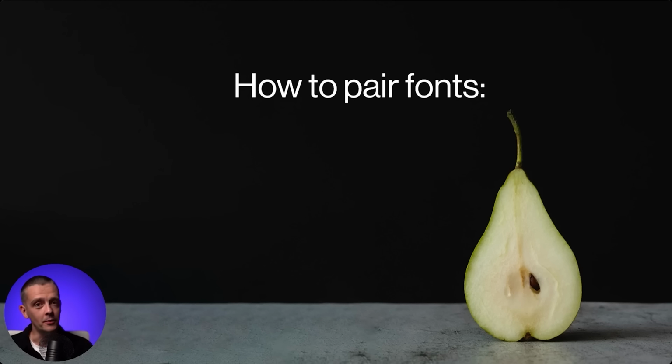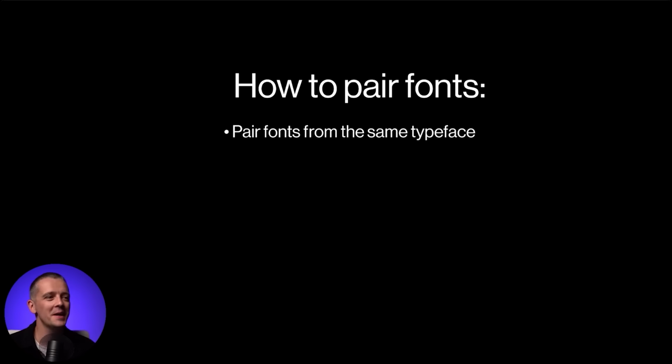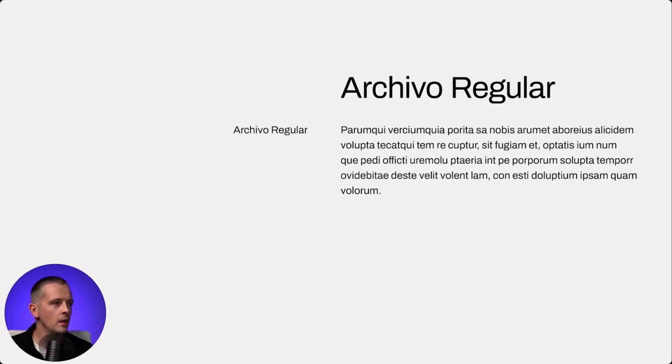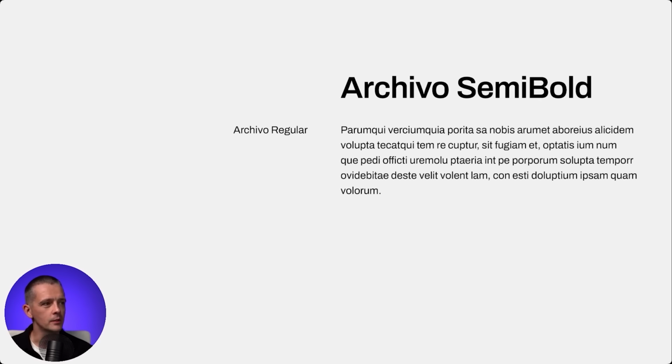That's a bad joke, isn't it? Okay, here's a few tips. You can pair fonts from the same typeface, sometimes called font families. So this is just one font, Archivo Regular. So it's the regular width, the regular weight. But other fonts within that would be like Archivo Semi-Bold. So now we've got a different weight.